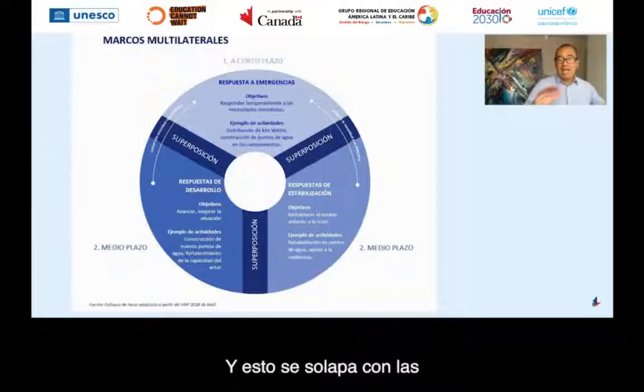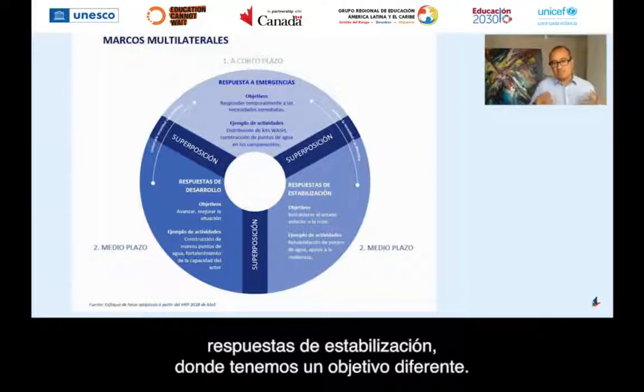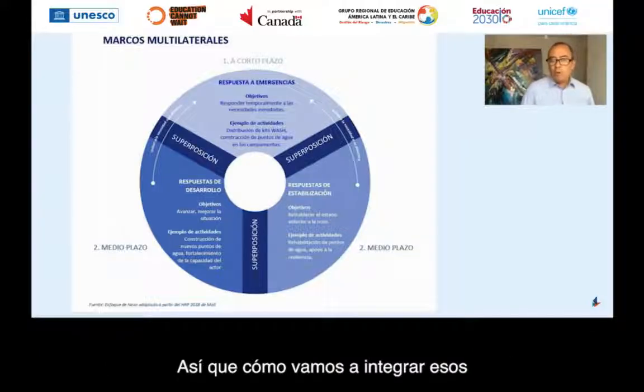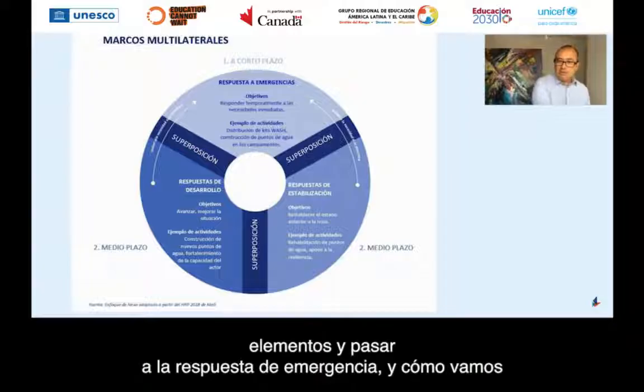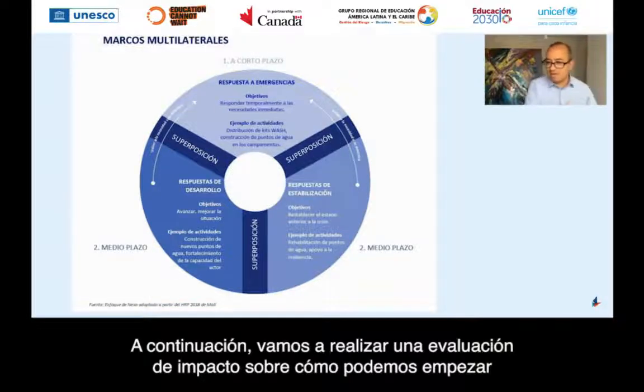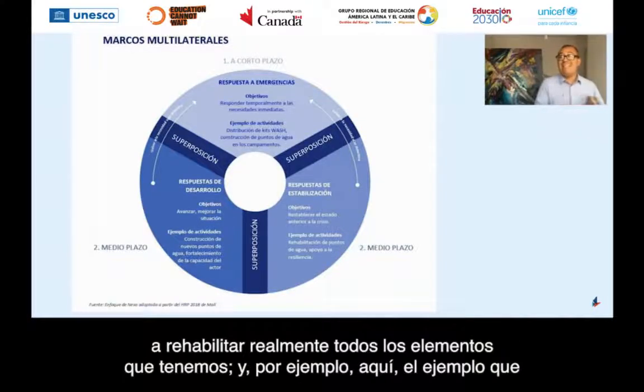And this overlaps with the stabilization and responses, where we're going to have a different objective here. The objective here is to restore the state preceding the crisis. So how are we going to integrate those elements that come from the emergency response, and how are we going to start stabilizing the situation in order to go out from the response activity, so that we already have an impact assessment, and how can we start really rehabilitating the whole elements that we have.